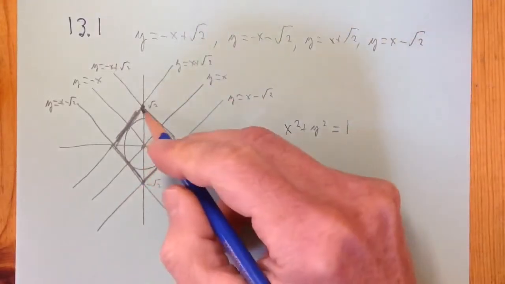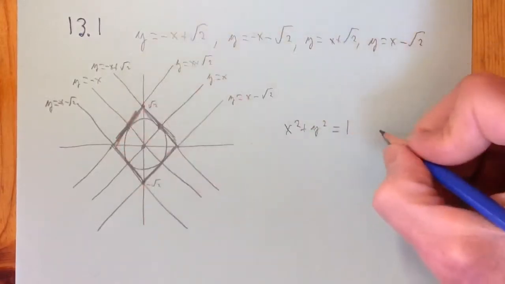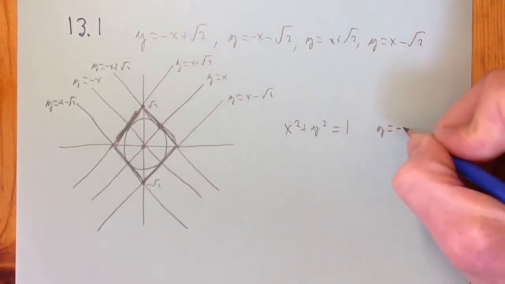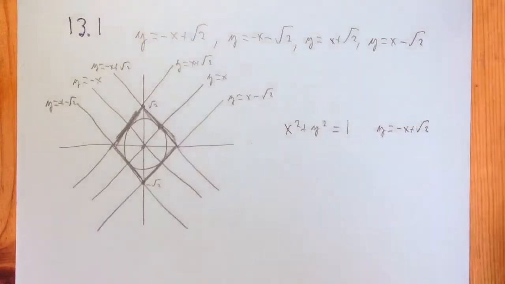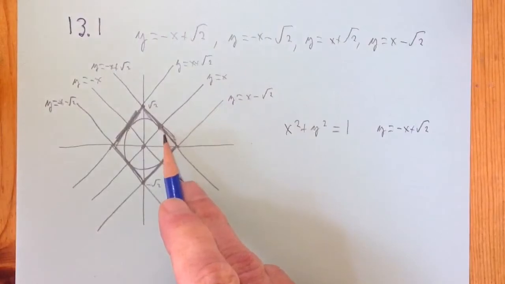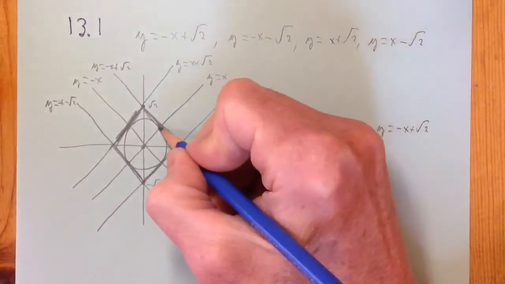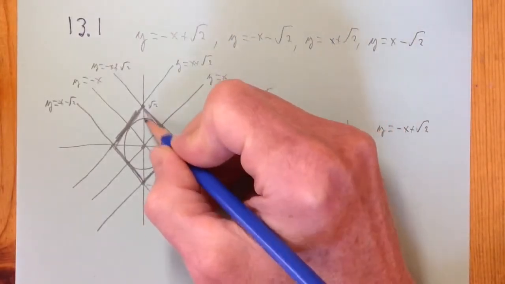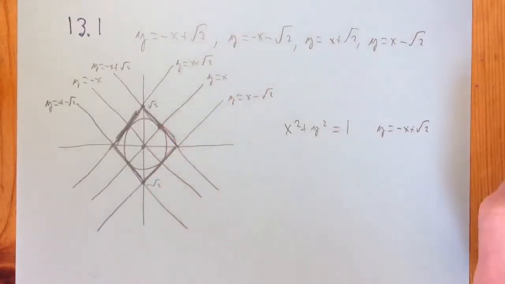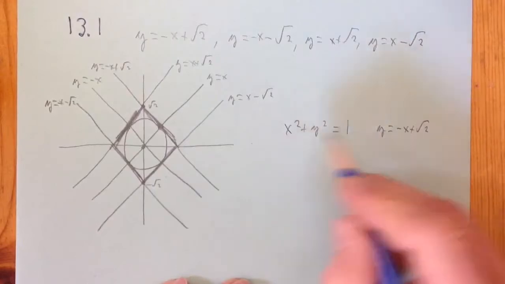And this line here, we'll just start with this line, is y equals negative x plus root 2. And we want to show that they hit in only one place. If it missed the circle, or hit in 2 places, or wouldn't hit at all, that would be different. So if it only hits in one place, that means it's tangent there. It doesn't hit the circle twice or not at all. And that's all we have to show. Okay, so let's show that these two equations work.